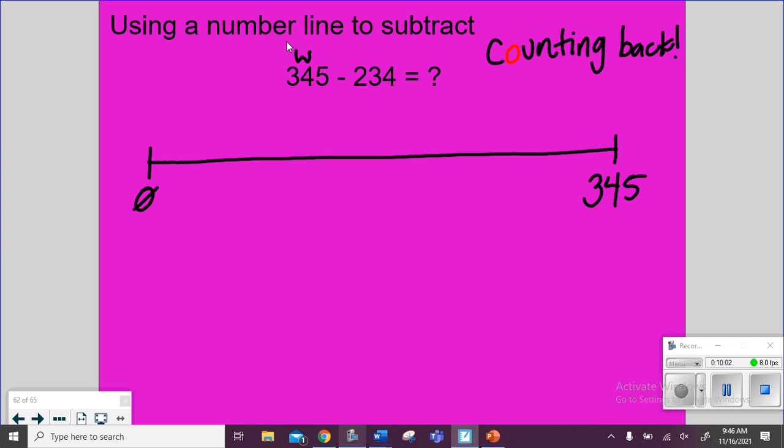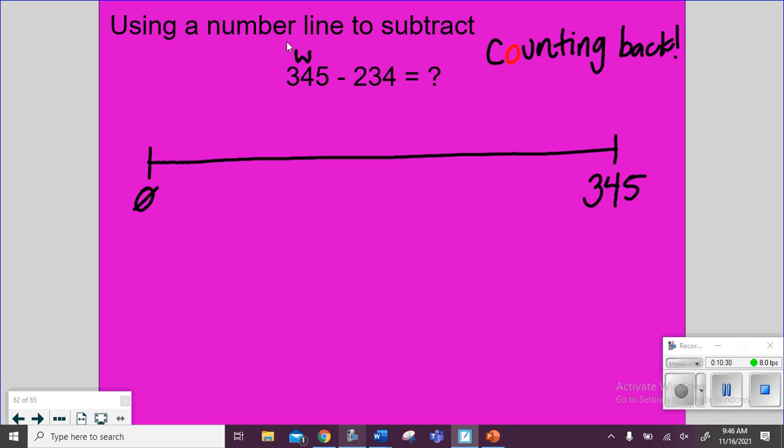Sometimes my marker forgets what color I'm writing in, so weird thing. That's actually kind of cool. Alright, so can I just do one big jump of 234? Technically, yes, but I don't know what that is. So I'm going to break it into smaller chunks. What should I jump by first?